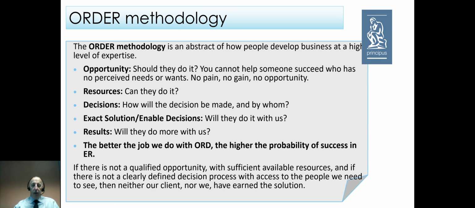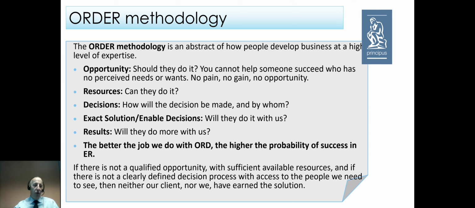And then afterwards, when we have all this information, we move to exact solution or enable decision, which means will they do it with us and will they do it with our solution, and how can we enable the decision. And the last phase, which is very important, is the results, which means will they do more business with us. The methodology is presenting a checklist on how to progress through the sales process.